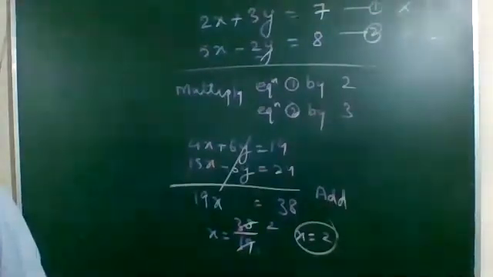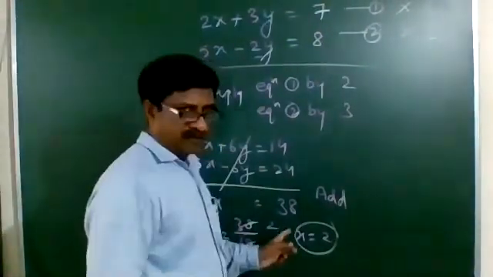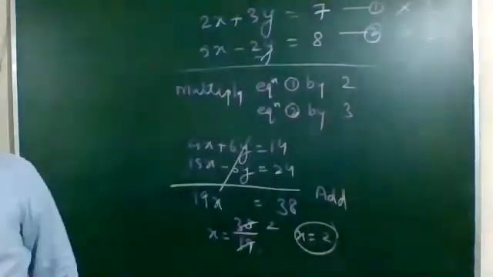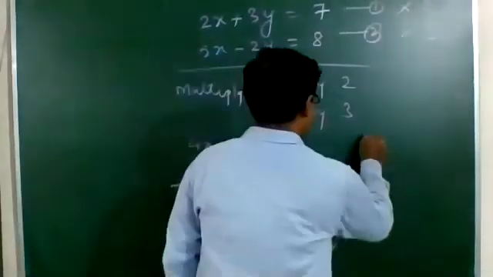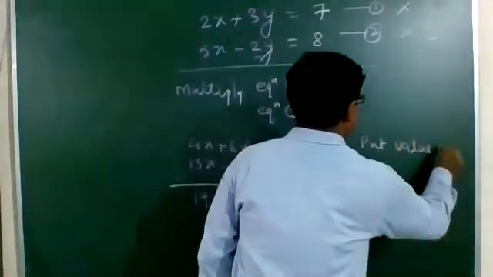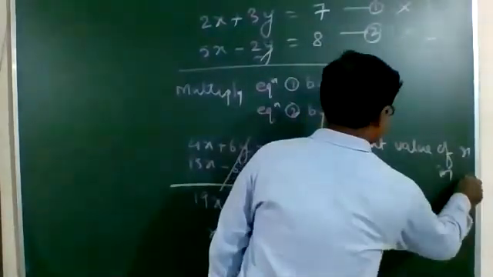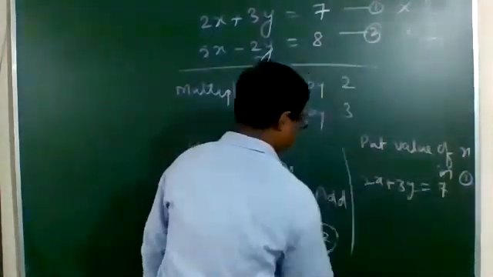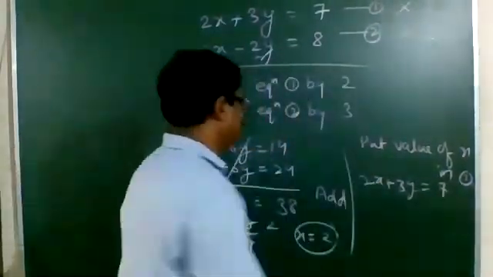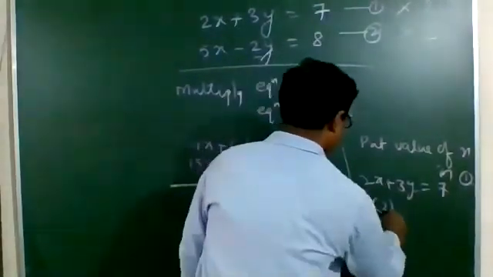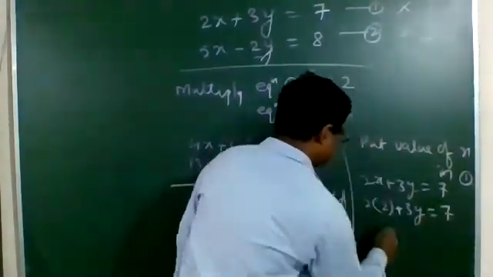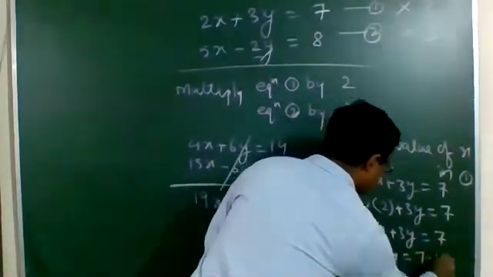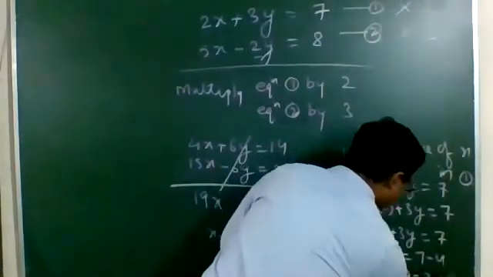We will put the value of x equal to 2 in the first equation. 2x plus 3y equal to 7. We will put the values: 2 into 2 plus 3y equal to 7. 4 plus 3y equal to 7. 3y equal to 7 minus 4. 3y equal to 3 and y equal to 1.